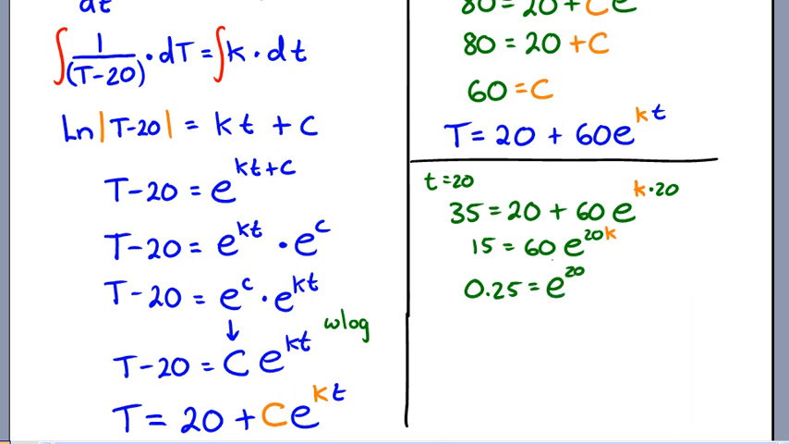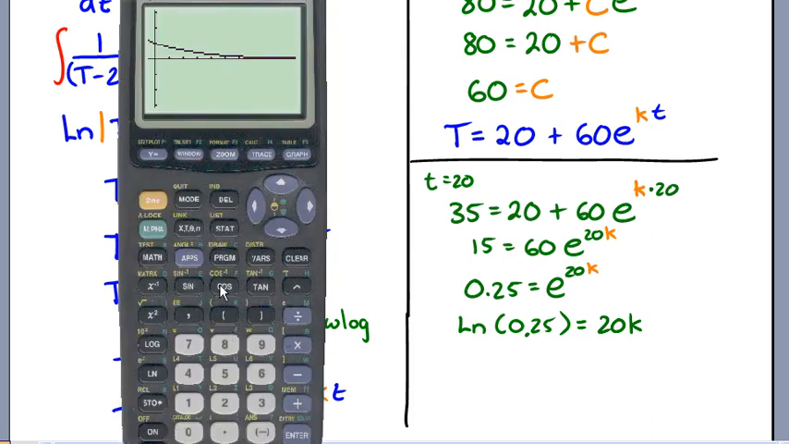I'm going to take a ln of both sides. So ln of that quarter is going to equal 20 times k. And so when I tried that out, in fact, let's do it right here, right now in the calculator. If I go ln of 0.25 divided by the 20, looks like the k for this story is minus 0.0693.